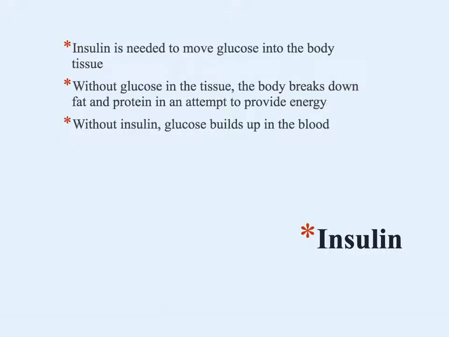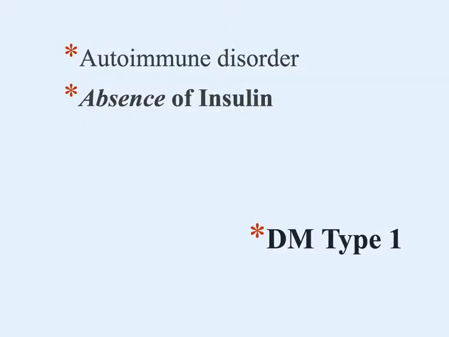This slide is just a review of the mechanism of insulin and what it does in the body. It is secreted by the beta cells of the pancreas. The diagnosis of type 1 diabetes is given to those with the absence of insulin. It is thought to be an autoimmune disorder causing the absence of insulin. The autoimmune disorder causes a destruction of the beta cells.